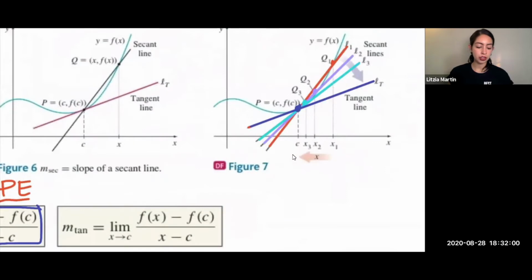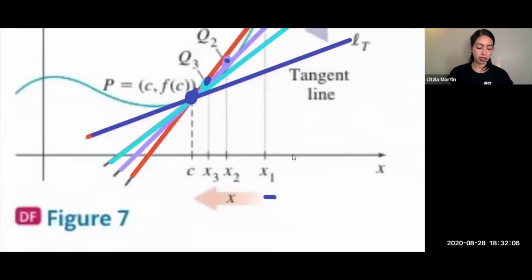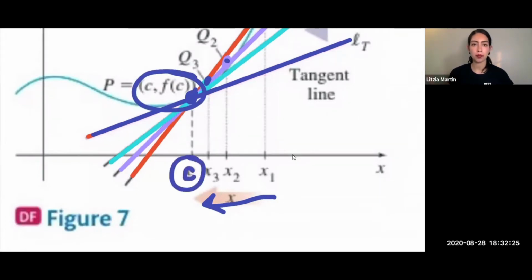if our point is traveling closer and closer, what is also traveling is the x value of those points. So what we are saying is that the x values of each of those points, we want them to approach the specific x value of the point where we want the tangent line to be. So in this case, we call it C.